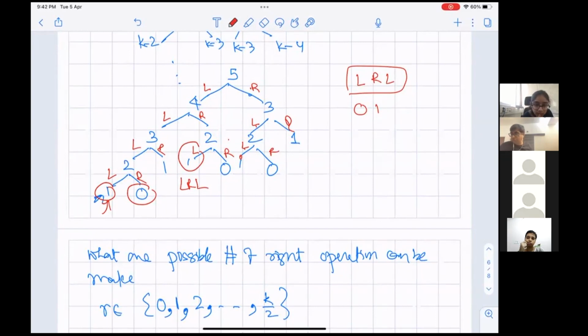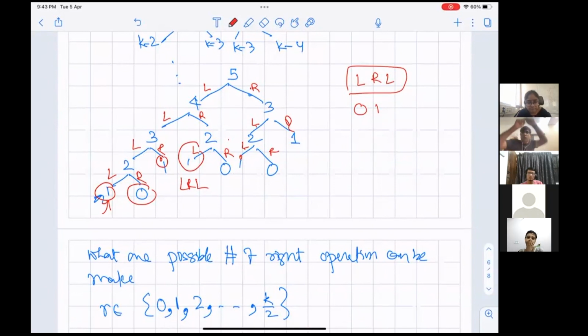I'm sure you can find this, it's not a big deal. Look at LLR, right? It uses two L's and one R. Look at this, two L's and one R, but their names are different. One is LRL, the other is LLR. That's it. And why? Where will they differ?